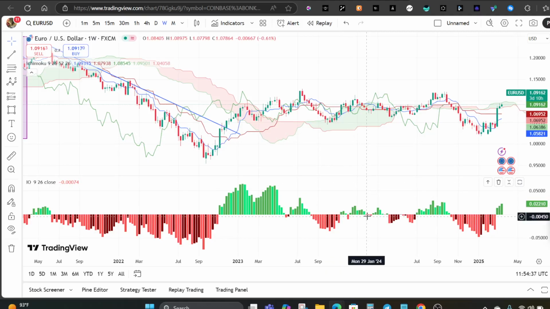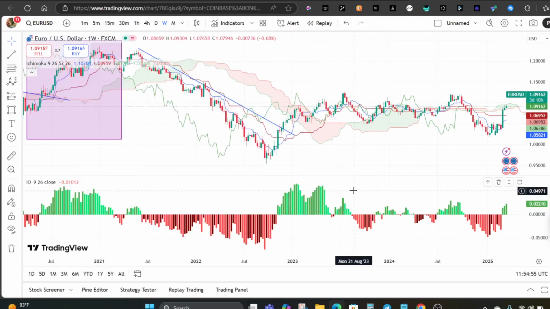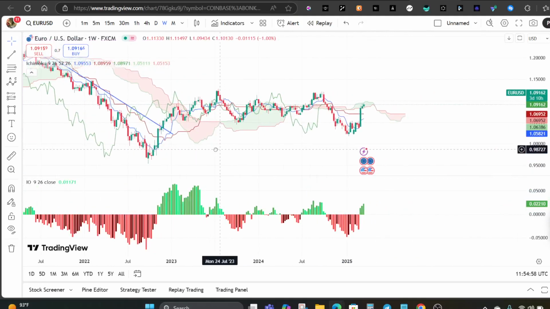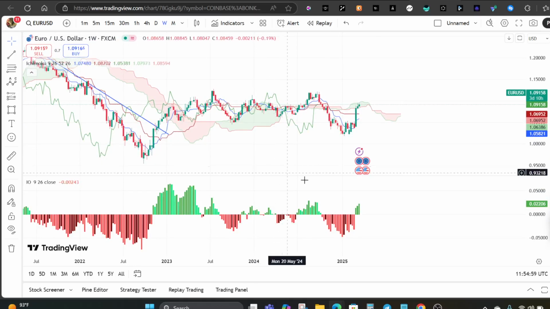Even though the Ichimoku Oscillator is a powerful tool, traders can still make mistakes when using it. Okay, so here are some things to watch out for. The first is ignoring market structure. All right, do not take trades just because the oscillator crosses zero. Always confirm with trend direction.